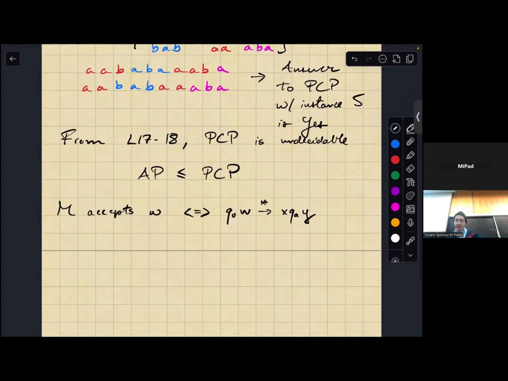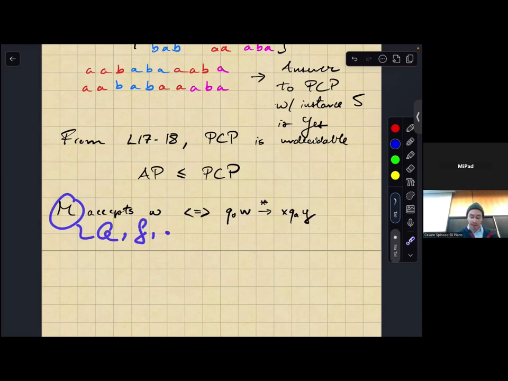And then what we did is we said, well, let's take the Turing machine with all its states and its transition functions. And what else does the Turing machine have? Its tape alphabet and its input alphabet. Let's take all of that and encode all of that logic within an instance of the post-correspondence problem.